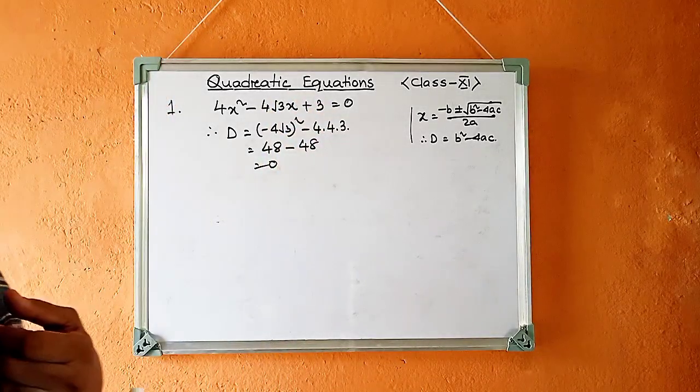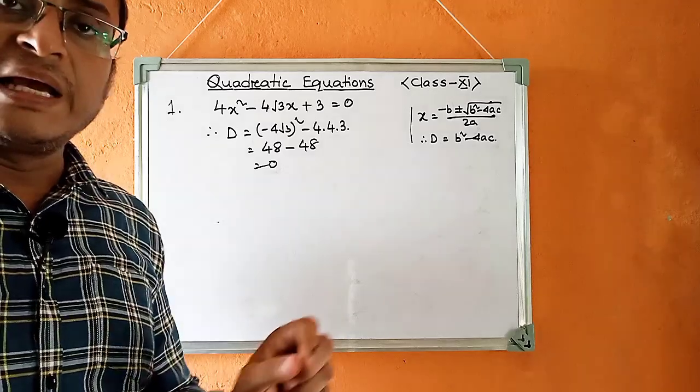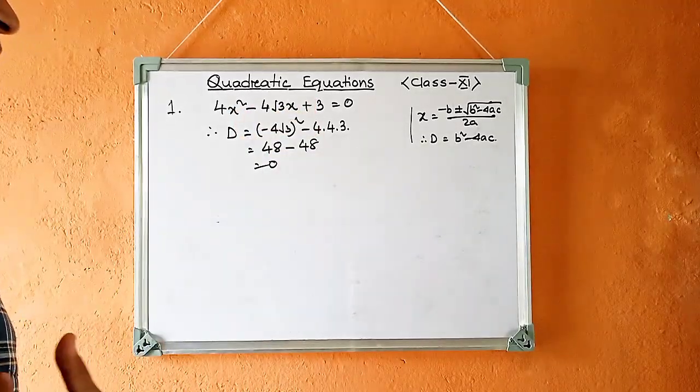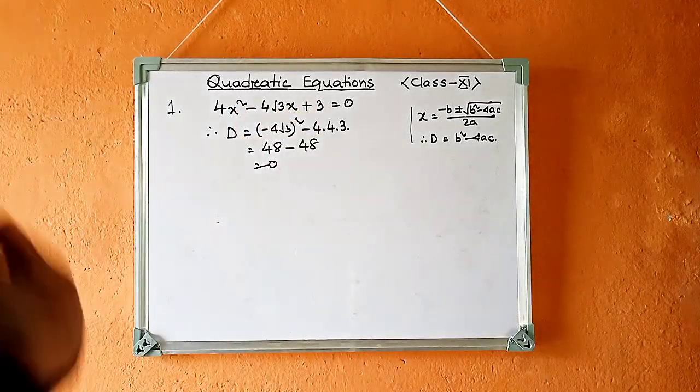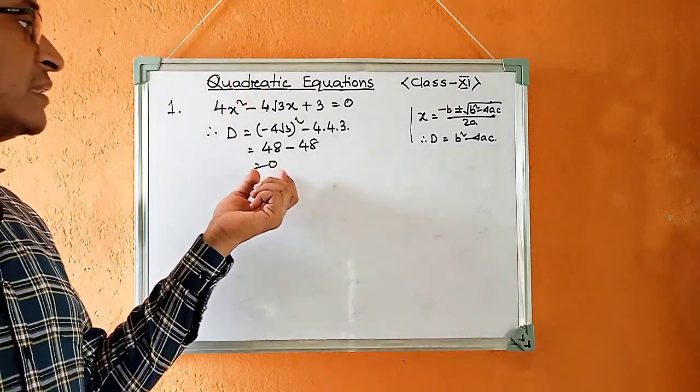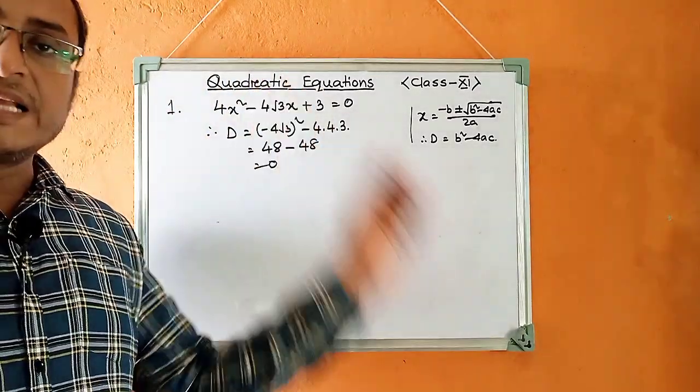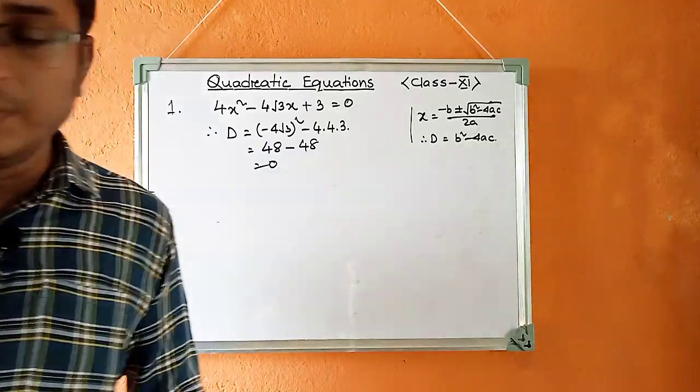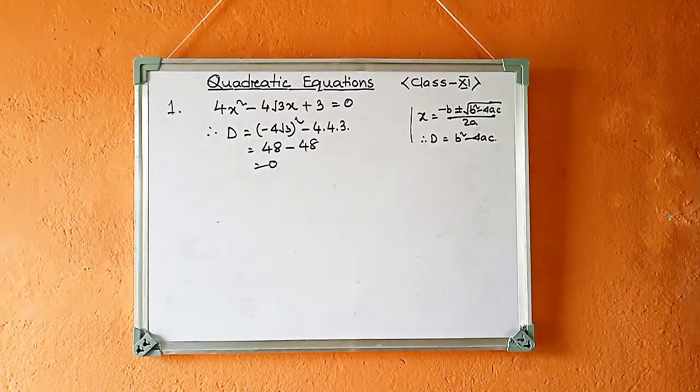So what does it mean? 0 means that after solving the complete equation, we get two real and equal roots. So just by seeing the discriminant, we can tell the nature of the roots. See carefully. Come to the next sum.